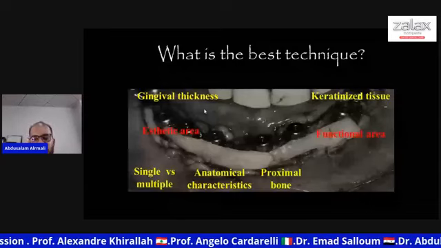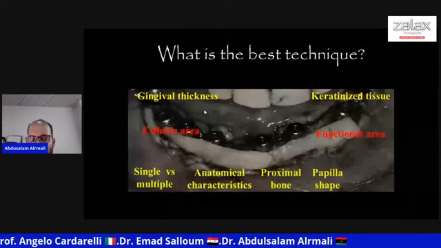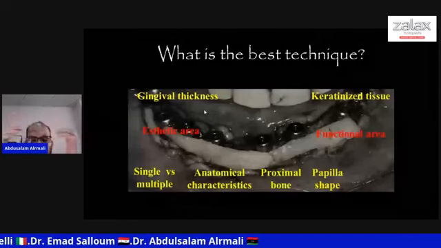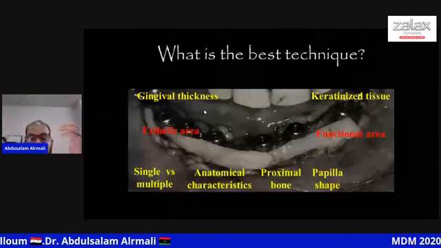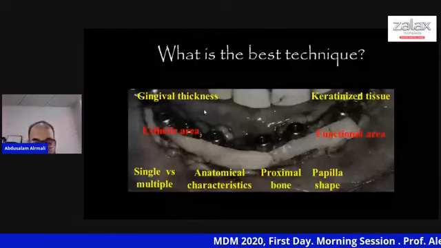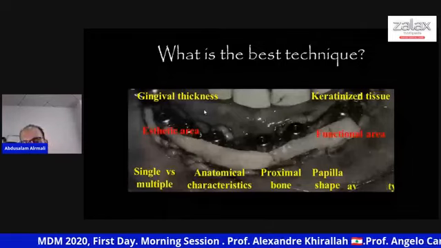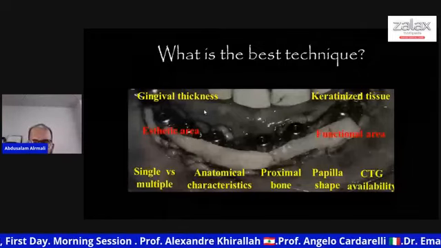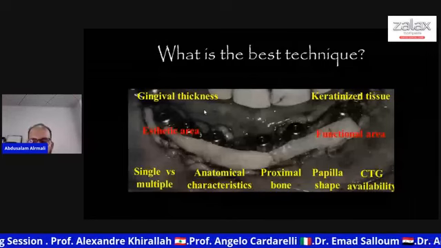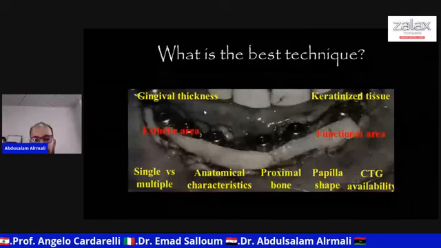The other factor is papilla shape. If the papilla shape is very narrow and thin, you sometimes have to remove the prosthetic part, give the papilla the chance to grow and thicken before you do your flap. And there is connective tissue availability: is it available to harvest a connective tissue graft, or should you take it from an allograft?